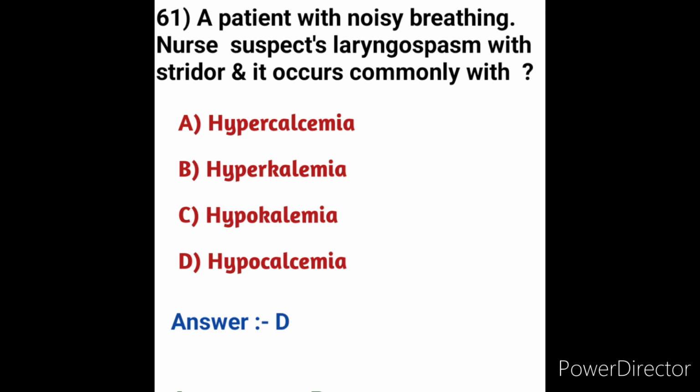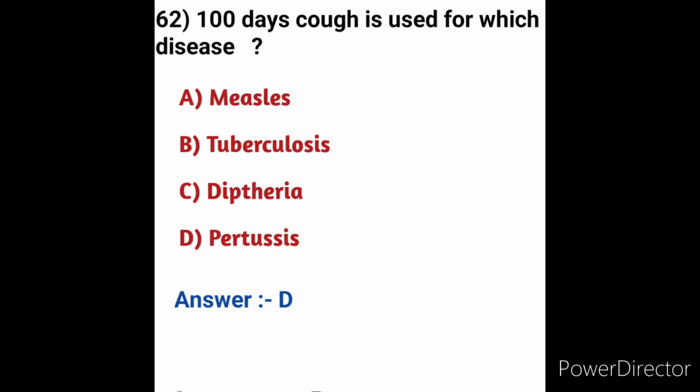Next we will move on to question number 62. The 100 days cough is used for which disease? Option A measles, option B tuberculosis, option C diphtheria, option D pertussis.